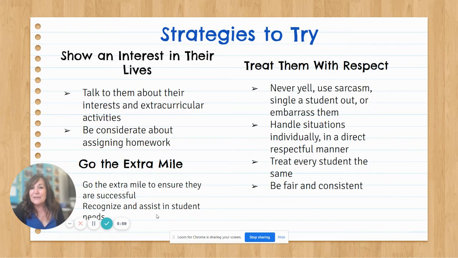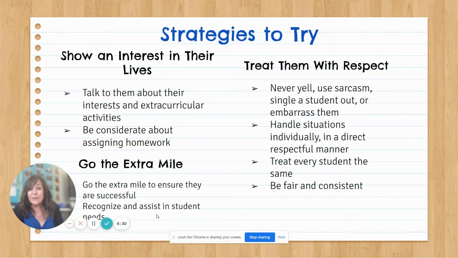Okay, the next thing that you might want to do is show an interest in their lives. Your students have lives away from the classroom. Talk to them about the extracurricular activities that they participate in. Take an interest in their interests, even if you don't share the same passion. And finally, be considerate when assigning homework. Think about those extracurricular activities occurring on that particular day and try not to overburden your students.